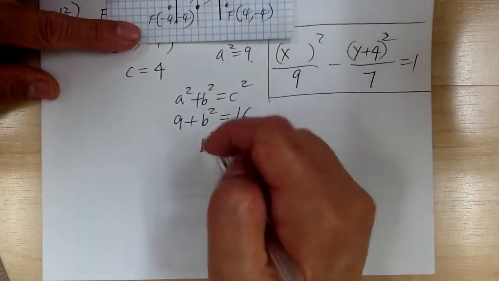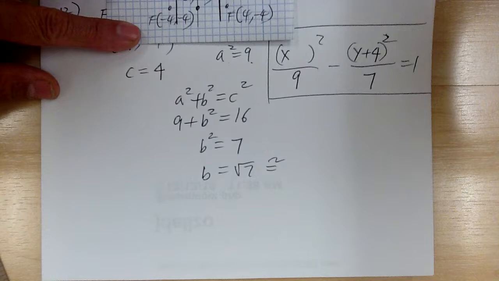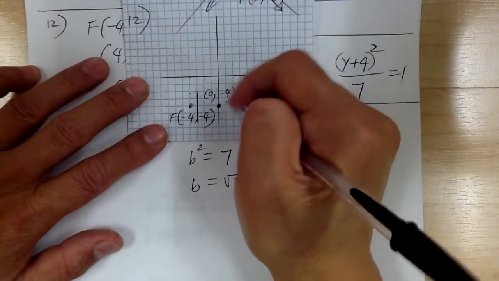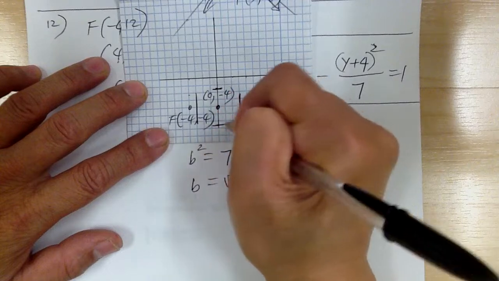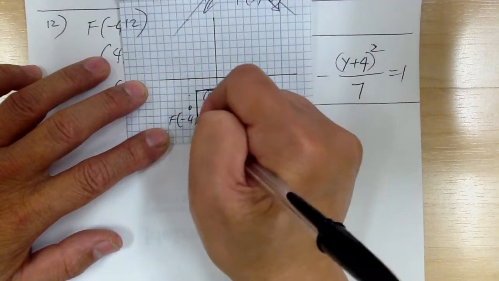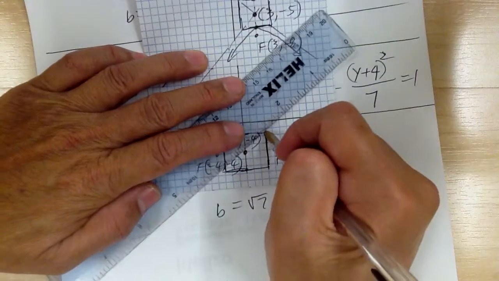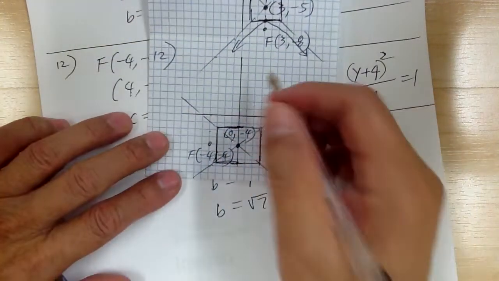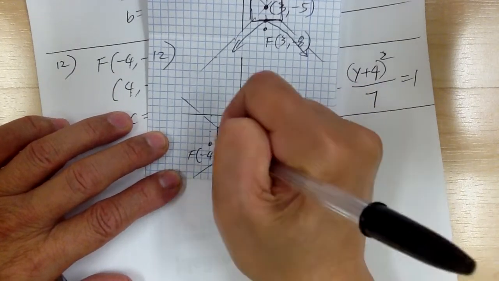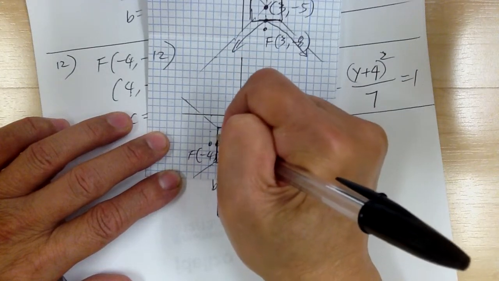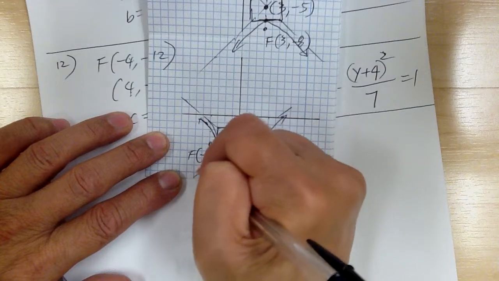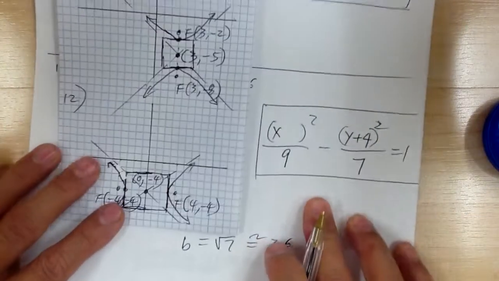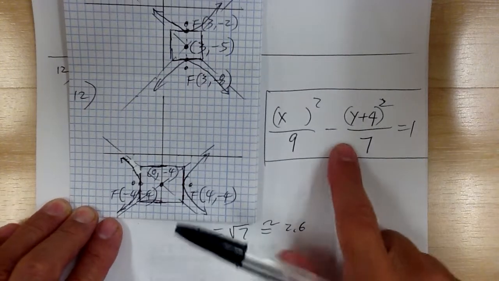Now if you want to graph, b equal to the square root of 7. Get your calculator, it's about 2.6. So from here you go up 2.6, it's about right over here, go down 2.6. So get your box. Then you draw your asymptotes. And then you draw your curve. Again, the graph touches the box. Okay, so here's your equation, and this is your graph.